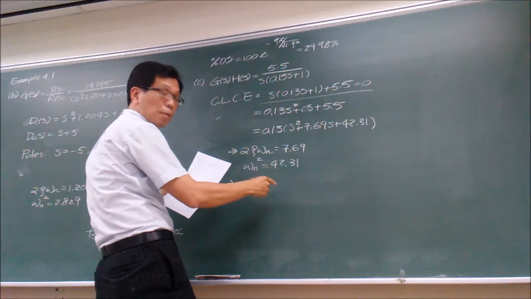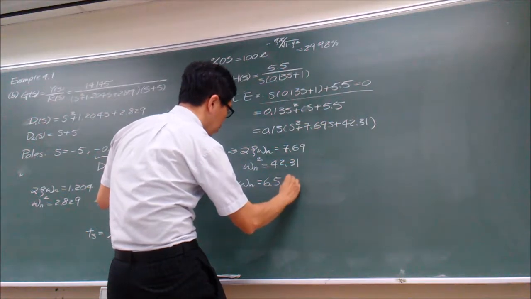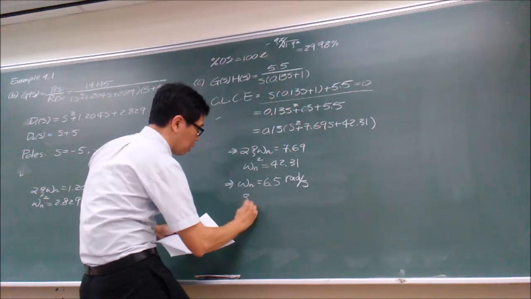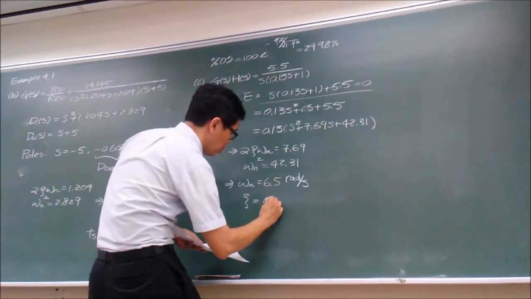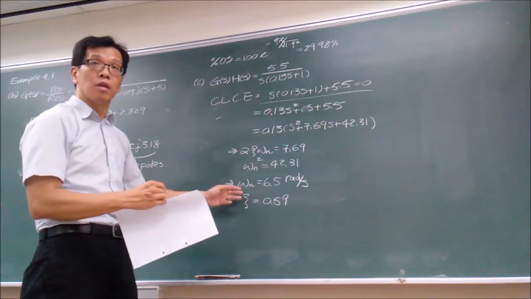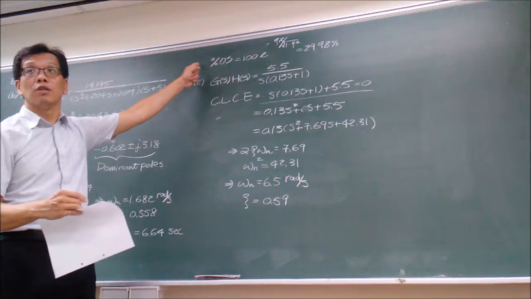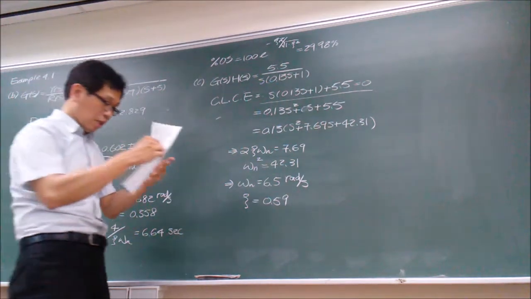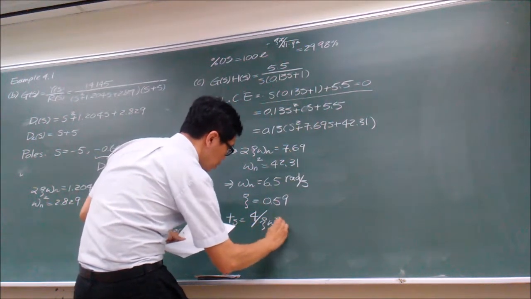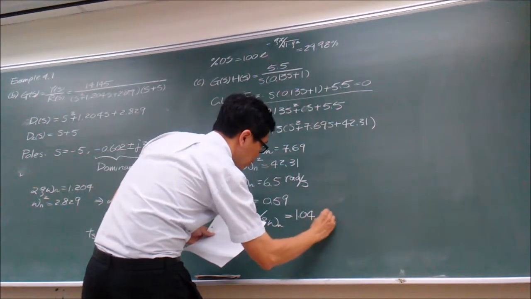With those two numbers, we get our omega n equals 6.5 radians per second. Plug this back into this equation, and you get your damping ratio equals almost 0.6. So with those two numbers, we should be able to identify settling time and overshoot. Just follow the formula. Therefore, Ts is going to be 4 over zeta omega n. That is going to give us 1.04 seconds.